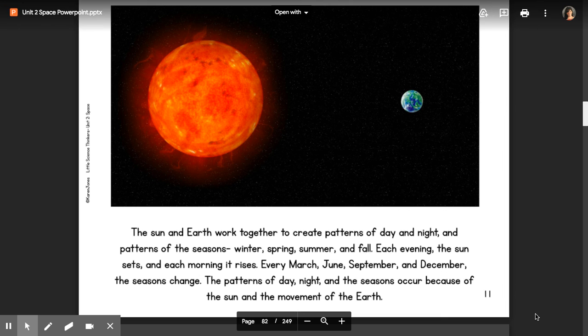The sun and earth work together to create patterns of day and night and patterns of the seasons: winter, spring, summer, and fall. Each evening, the sun sets, and each morning, it rises. Every March, June, September, and December, the seasons change. The patterns of day, night, and the seasons occur because of the sun and the movement of the earth.